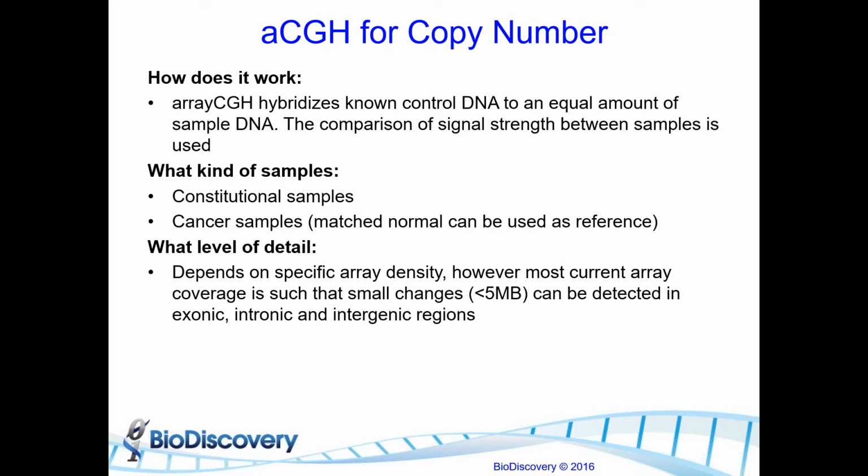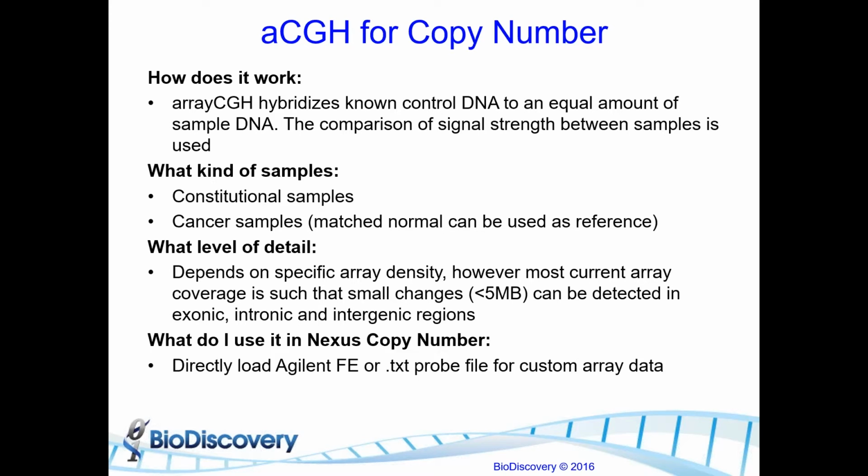And the level of detail here, again, is going to depend on the array density. Array CGH varies from being more and less dense. However, we're still able in most arrays to detect small changes of less than 5 megabases, and in the more dense arrays, less than 1 megabase. And again, the coverage is going to be spread out throughout the genome, so we'll be able to capture changes in both exonic, intronic, and intergenic regions.